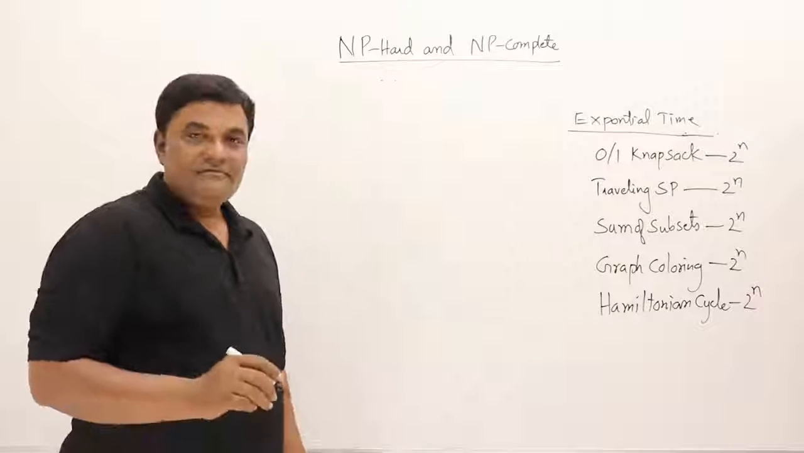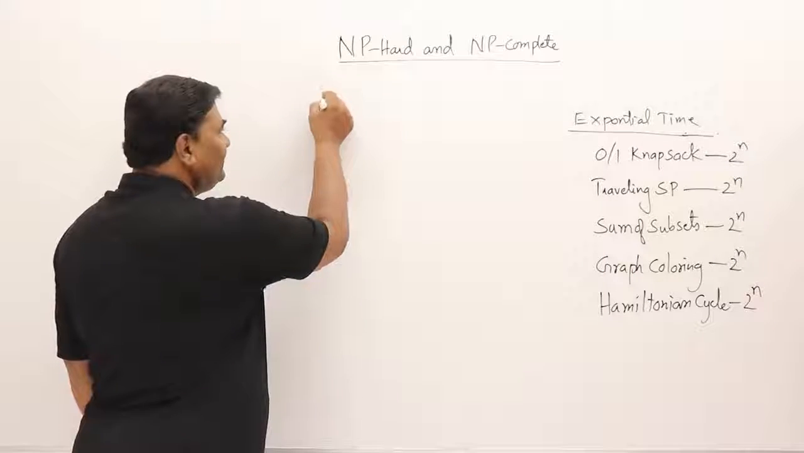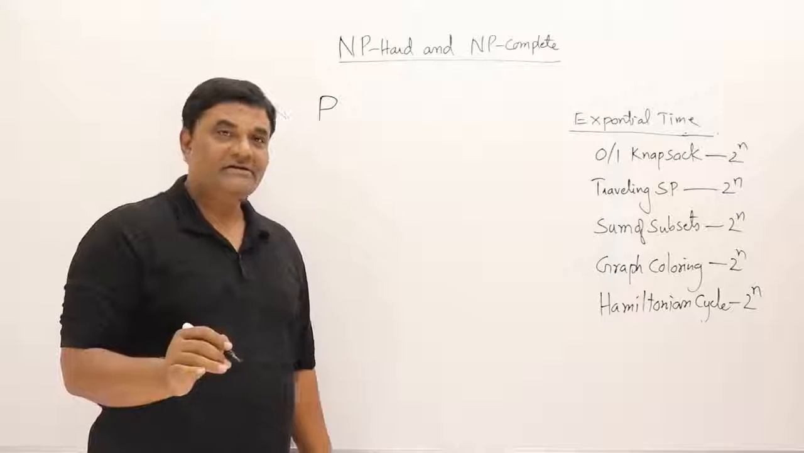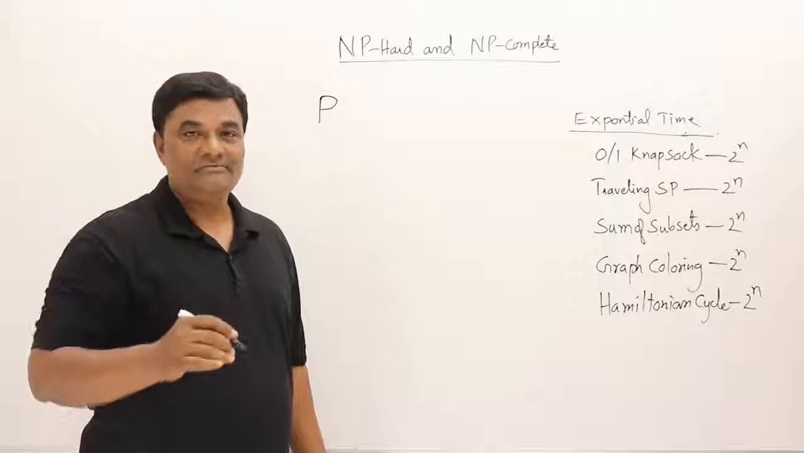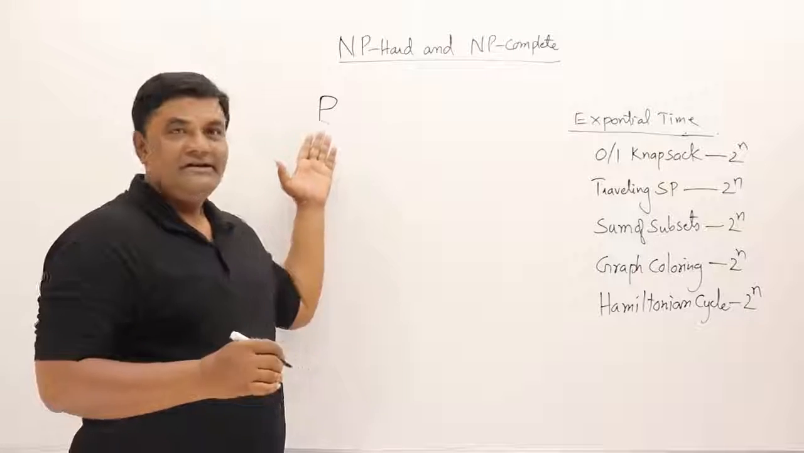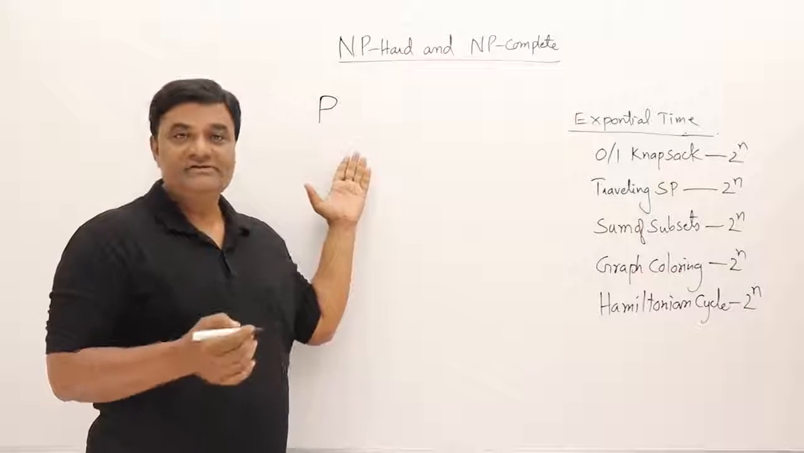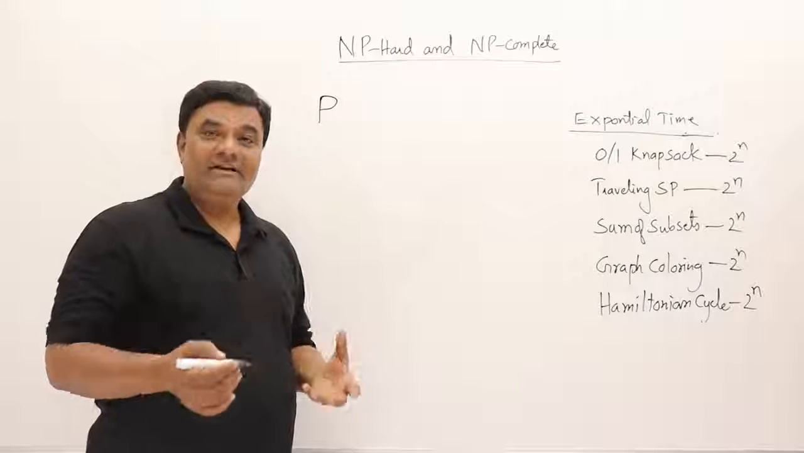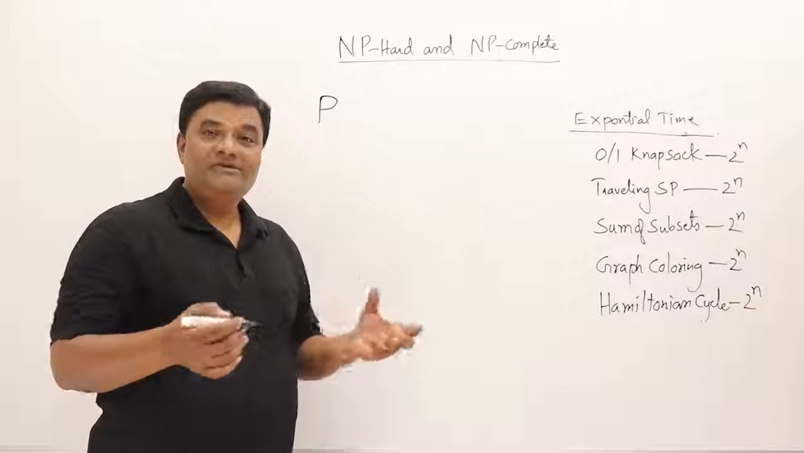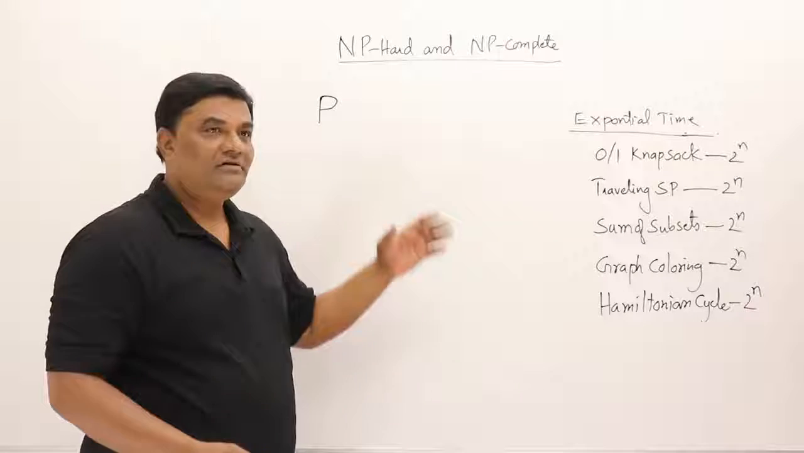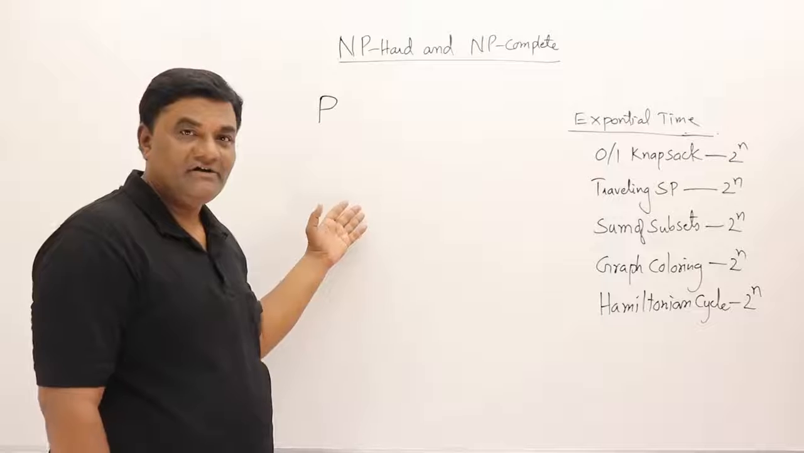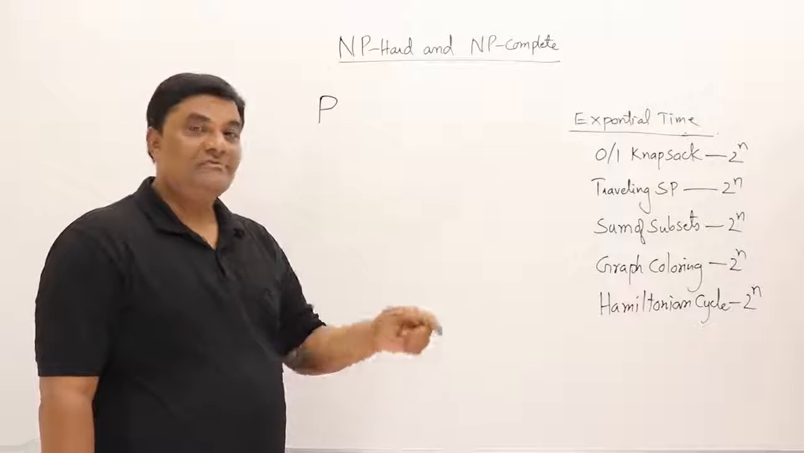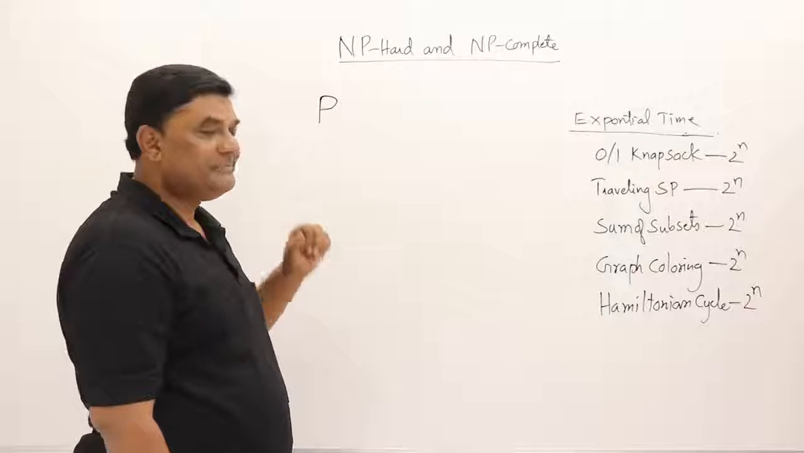Let us see. We define P. P is the set of those deterministic algorithms which take polynomial time. Examples: linear search, binary search, bubble sort, merge sort, single source shortest path, minimum cost spanning tree, optimal merge pattern, Huffman coding. All these take polynomial time. So all those algorithms which take polynomial time and are deterministic, we call P.